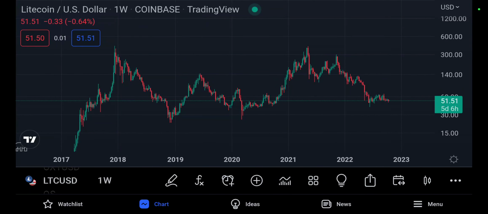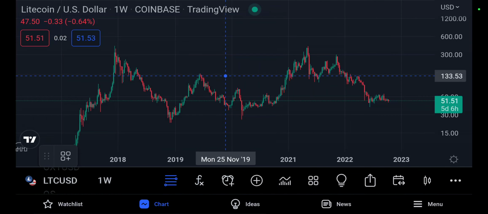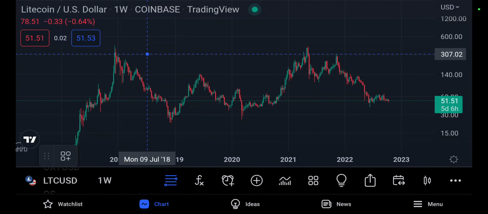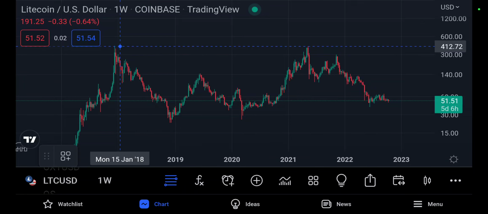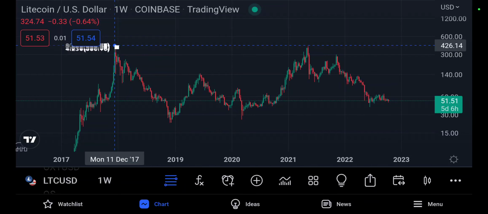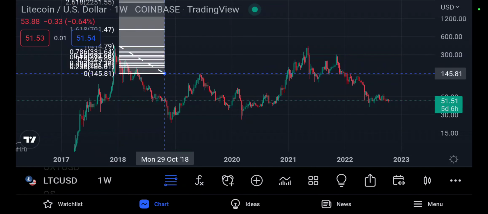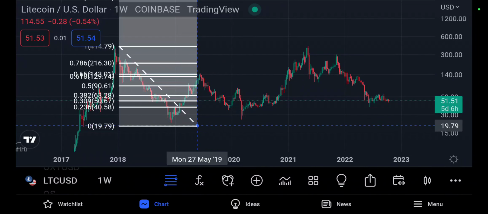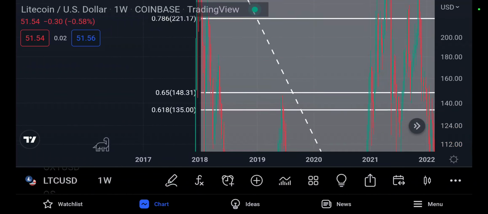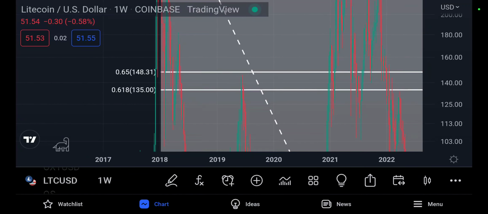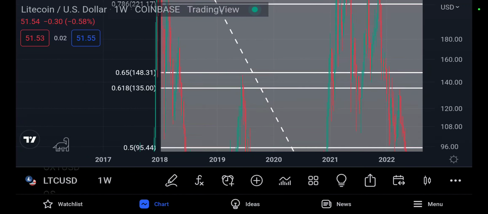So I'm just about to walk through the markets just to show you exactly what I'm seeing. By looking at this chart, I would take a Fibonacci retracement from this very top price that we had back in 2017 and drag that down to the lowest point that we have, which is back here in 2018. So we mark that. We look at our 0.618 Fibonacci, which is $135.